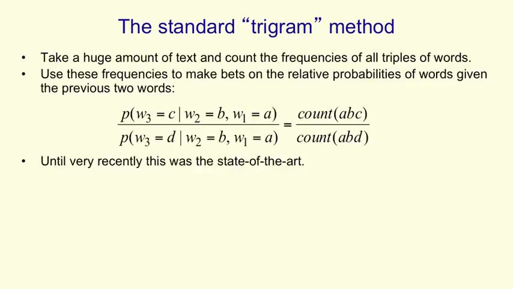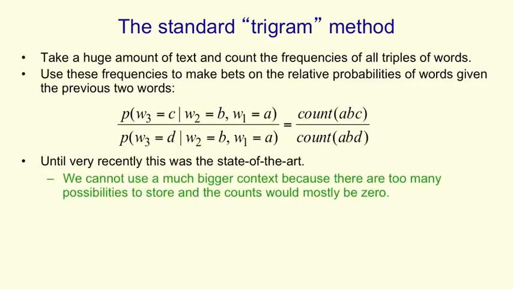Until very recently, this was the state-of-the-art method for getting the probability of the next word to help out the speech recognizer. We can't use much bigger context than two previous words because there are just too many possibilities to store, and if we did use bigger contexts, the counts would be mostly zero. Even for two-word contexts, there's many contexts that you will never have heard. For example, if I say dinosaur pizza, that's probably a string of two words that you've never heard before.